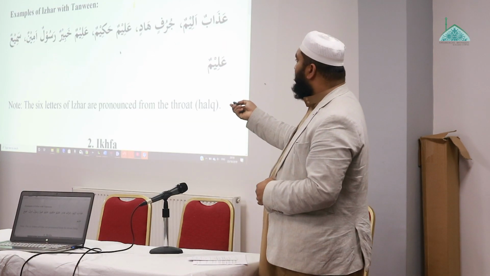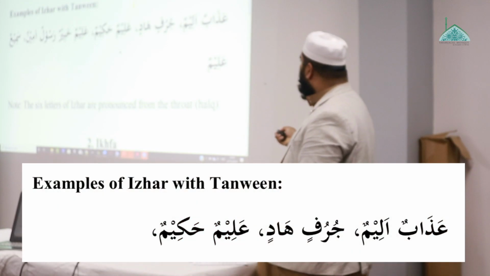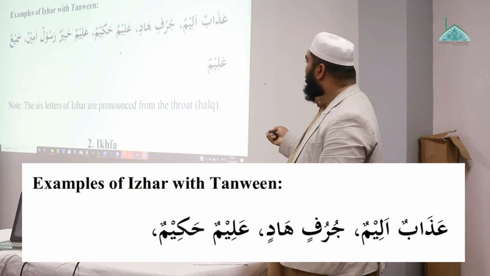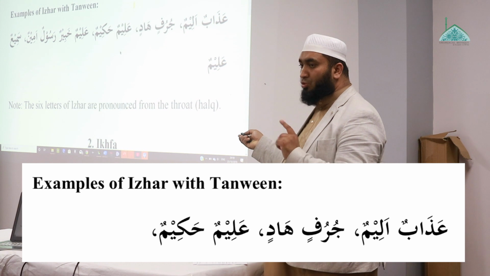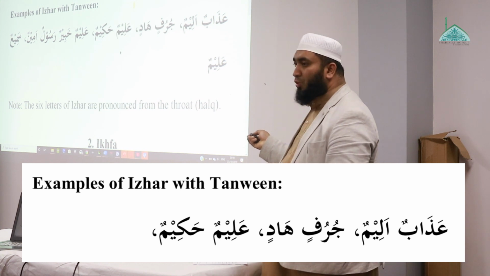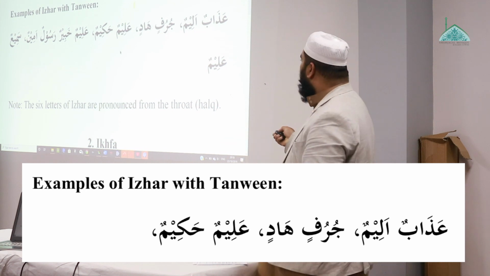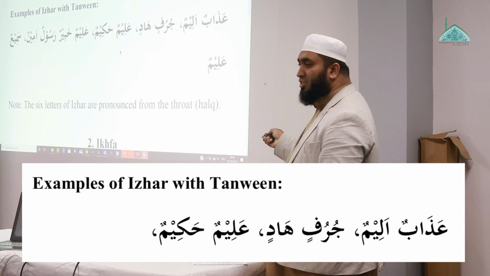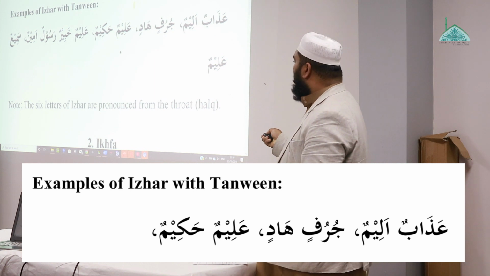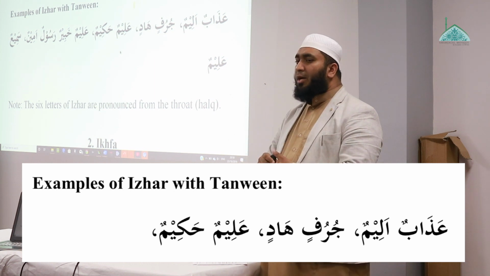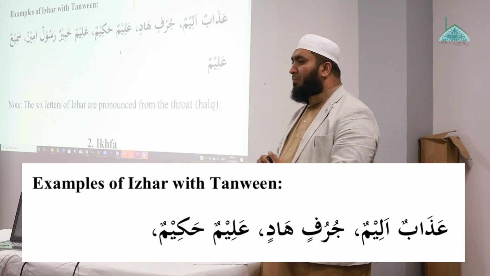So examples of izhar with tanween. You can see here, adabun, ba has 2 dhamma on top of it, so it is tanween. So we have found that double zabar, double zer, double pesh is tanween. After tanween we have got alif with zabar, so it is hamza. Hamza has come, and will be read clearly. Adabun alim.